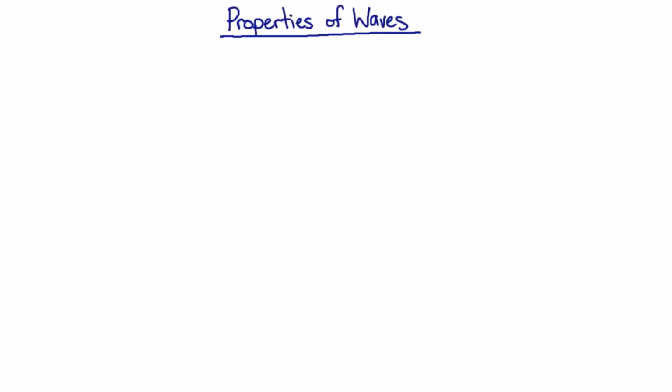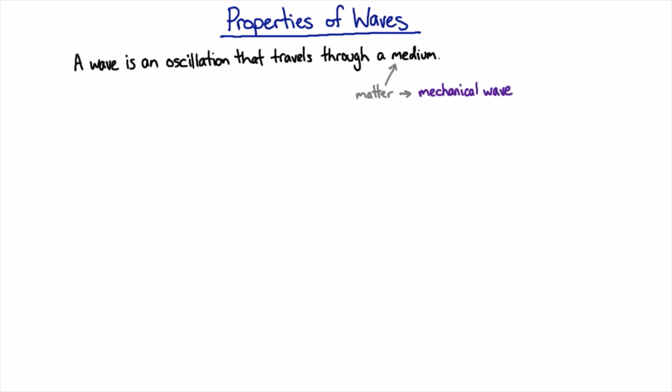And Edie showed us lots of properties of waves, all the basic features. So let's summarize those and then go into some more detail. So a wave is just an oscillation that travels through a medium. And if that medium is made of matter, for example, air or a rock or a guitar string, then we call that a mechanical wave. Most things that we've talked about thus far have been mechanical waves: the movement of a slinky, sound in air, the movement of the earth in an earthquake, the movement of a guitar string. Those are all mechanical waves.